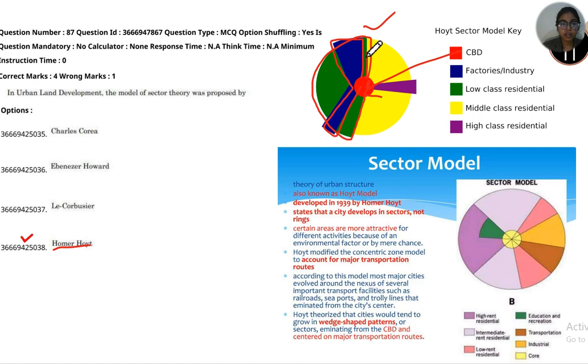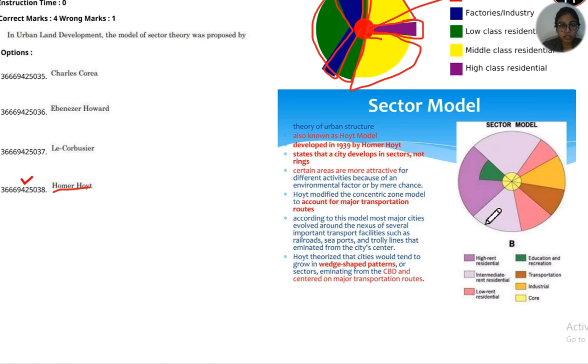Then what he did, the middle class is placed somewhat at some distance from the industry, so they may not get their quality of life disturbed. Then they have their high class residential. High class residential is placed in between the middle class, so that they may get service from the middle class families and all that. So this is your sector model by Homer Hoyt.